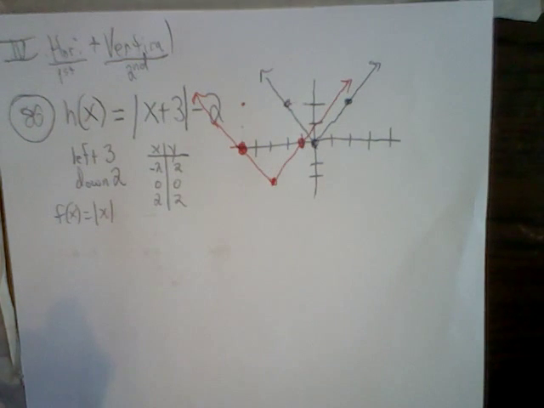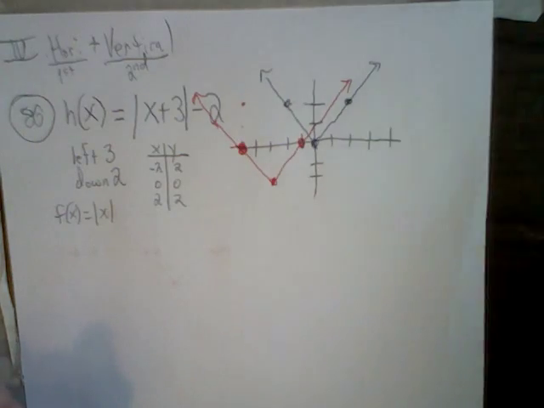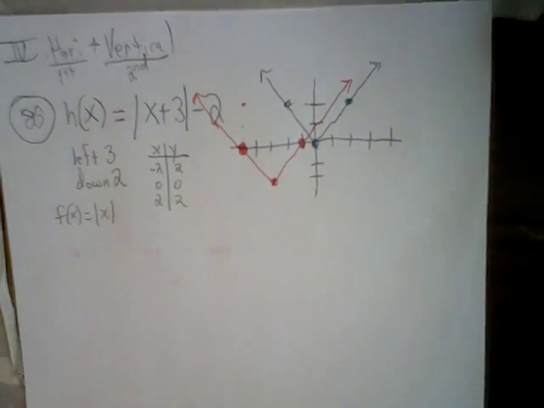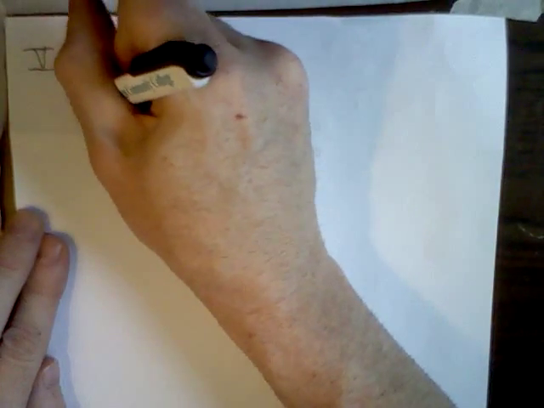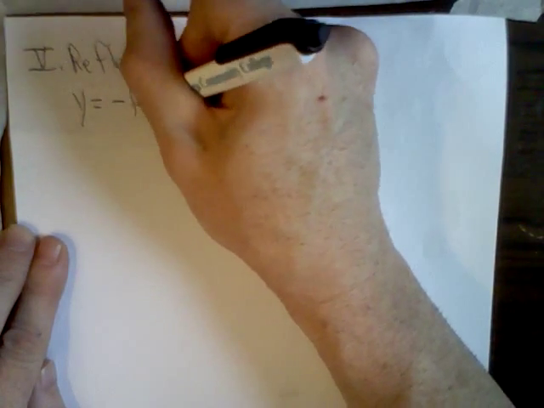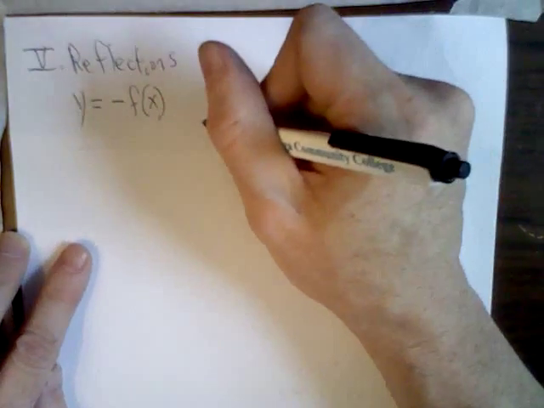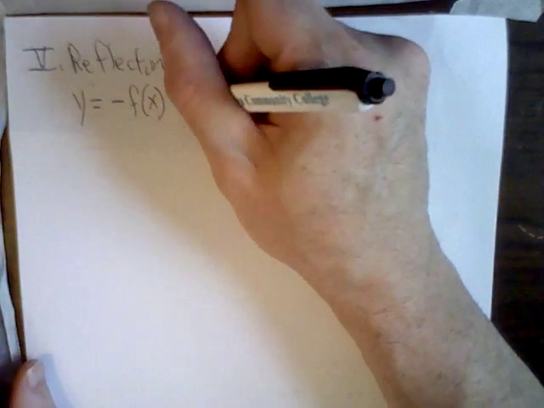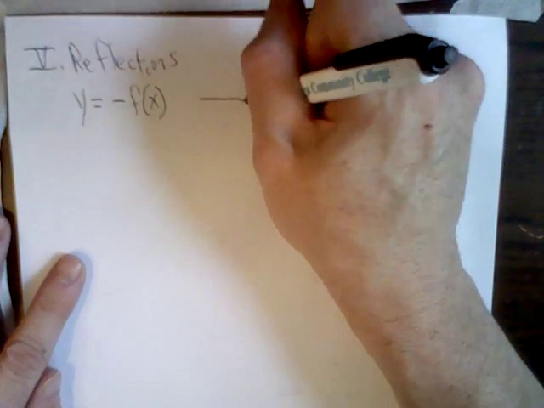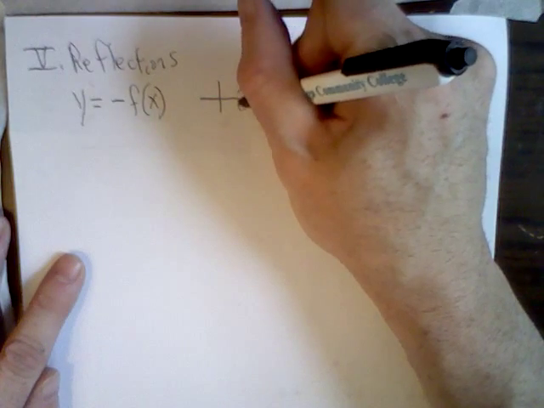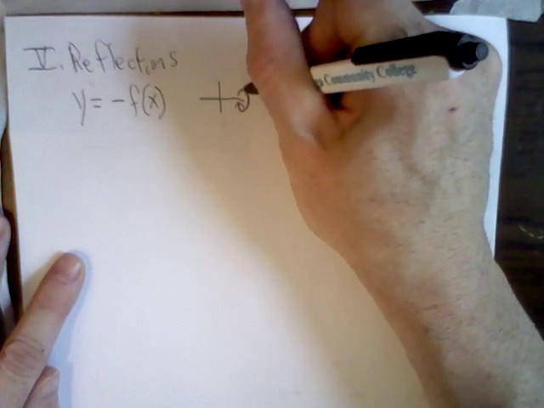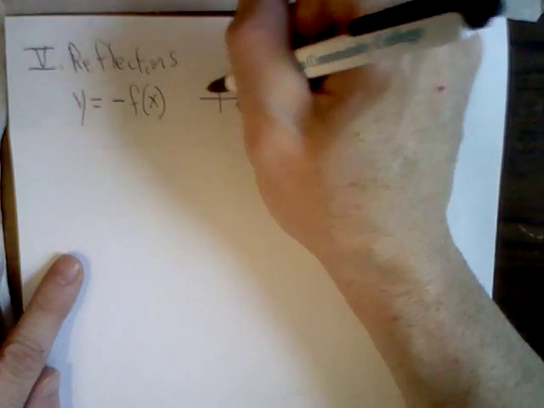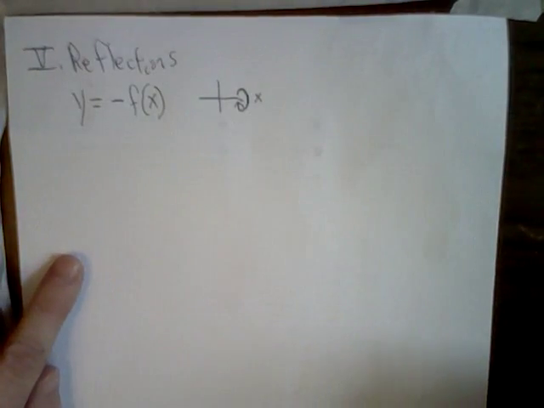Okay, the next kind of transformation are reflections about the x and the y axis. So let's take a look at that stuff. If you see a negative on the outside of your common graph, on the outside of your function, it's going to reflect it about the x-axis. So I'll indicate that with this symbol, a little loop around the x-axis.